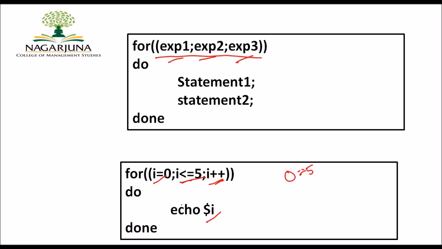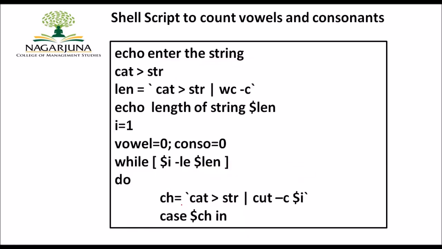So this is how a for loop is implemented, and we have one more lab program left, that is a shell script program that counts the number of vowels and consonants.